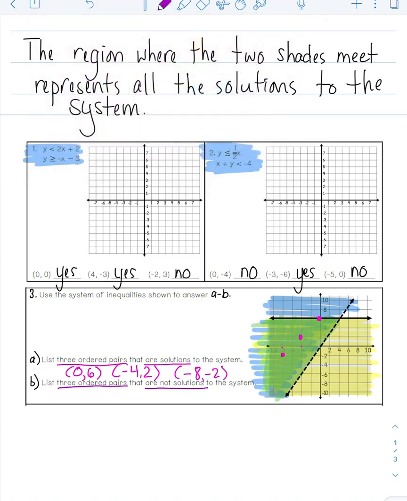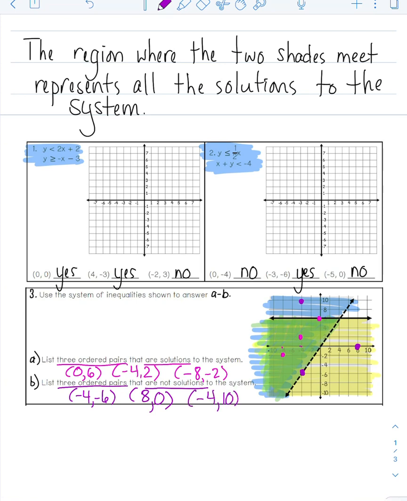Now let's take a look at some that are not solutions to the system. Well, I'm going to pick one that's on the dotted line, because anything that is on the dotted line is not a part of the solution. Anything that's in just one of the shaded areas, a single shaded area, those aren't solutions. Pick any three. The ones that I chose were -4, -6. I chose 8, 0, and I chose -4, 10. Back 4 from the origin, up 10.